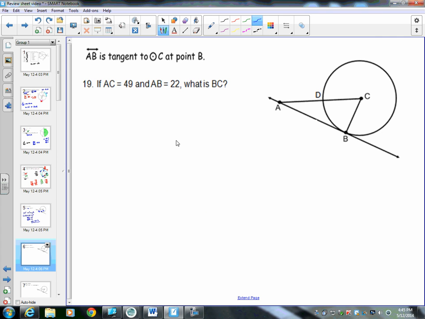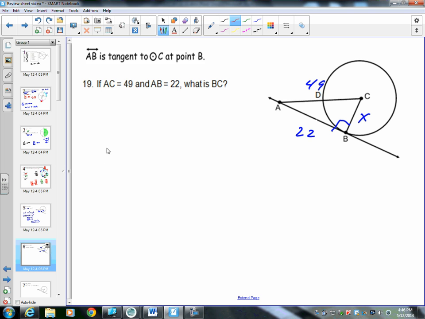Number 19 is very, very similar to it. It says if AC is 49 and AB is 22, what's BC? Okay, again, AB is tangent to circle C, so meaning this is a right angle. And if CB is what we're calling X, well, what is the segment CB called? It connects the center to the edge of the circle. It's actually the radius. So how do we find the radius here? Well, again, we have a right triangle, so we can do Pythagorean theorem.